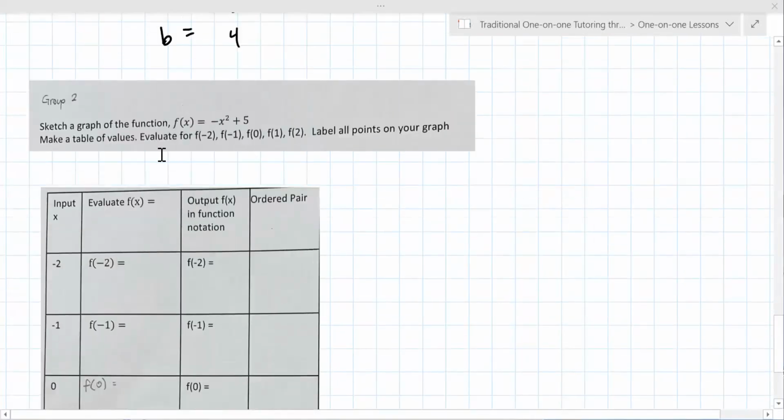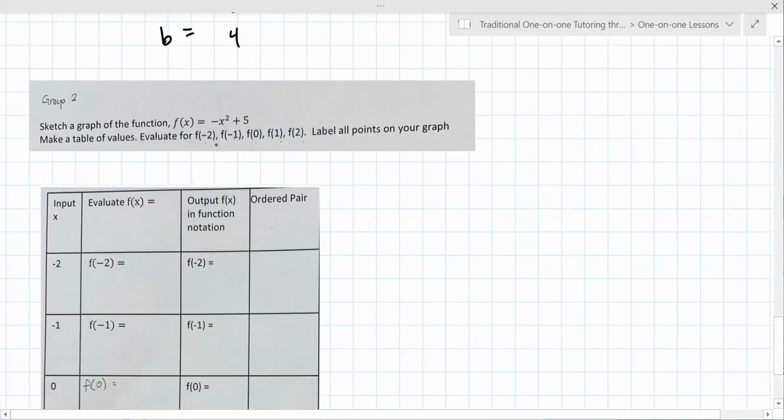If you're seeing my screen, you're seeing: sketch a graph of the function, make a table of values, and evaluate the function for each of these values here. So, all these values, right? Okay. I don't really feel like they have enough room here, but we can try.